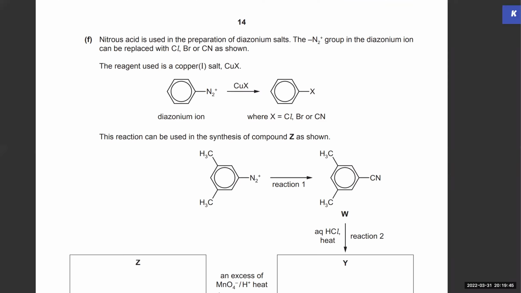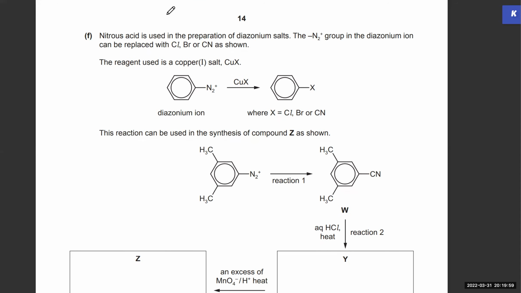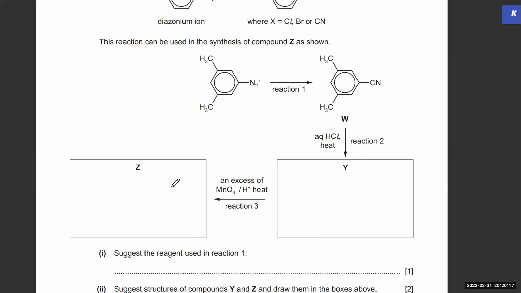So what were azo dyes? You had a diazonium ion, and that diazonium ion would go and react with activated benzenes. But over here they're saying, what's the question? Nitrous acid is used in the preparation of diazonium salts. The group in the diazonium ion can be replaced by Cl. This is not azo dyes, it's just the diazonium ion. The reaction can be used in the synthesis of compound Z as shown. So you've got a compound Z over here. It asks to suggest the reagent used in reaction 1.